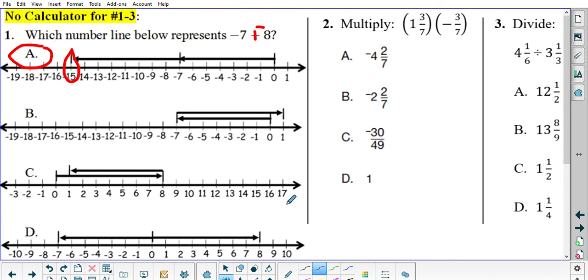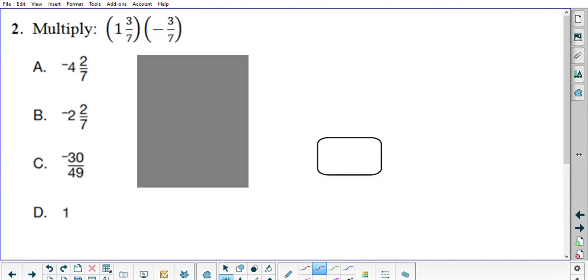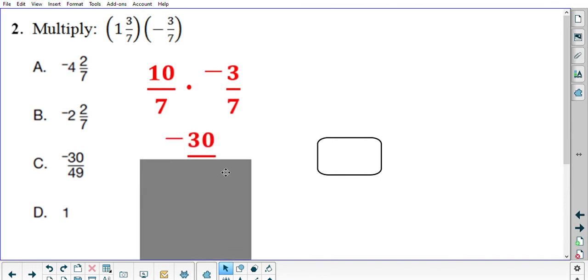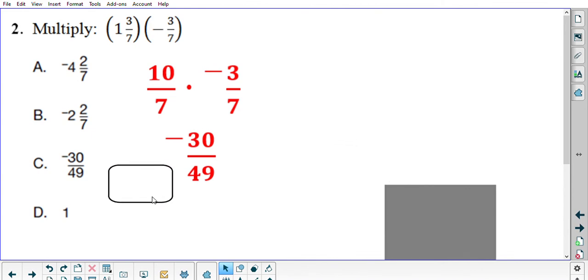Problem 2 and problem 3. I'm going to show you these on separate slides. Problem number 2. Did you make the mixed numbers become improper fractions? Can we reduce diagonally here? Well, 10 and 7 do not have a common factor other than 1 that we could divide by. 3 and 7 do not have a common factor that we could divide by other than 1. So let's just multiply. 10 times 3 is 30. Keep it negative. 7 times 7 is 49. This would be choice C.